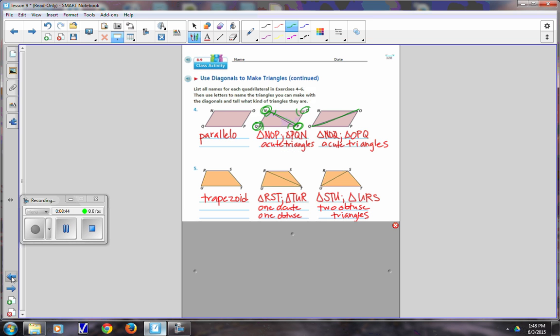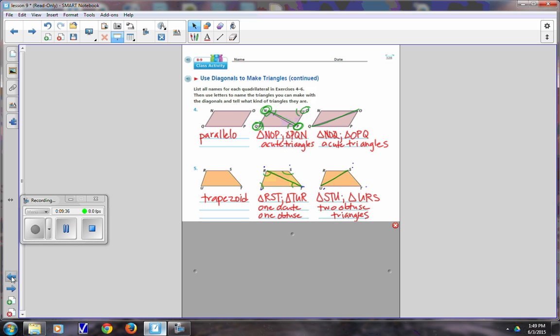And on this one, with your diagonal, you've got 2 different kinds of triangles. You've got 1 acute triangle, and then you've got one with a really big angle that makes it obtuse, because it only takes 1 obtuse angle to make an obtuse triangle. And then over here, you've got 2 obtuse triangles, because any angle that's even slightly larger than 90 degrees is obtuse. So you've got triangles R, S, T, and T, U, R. And over here you have triangle S, T, U and U, R, S.